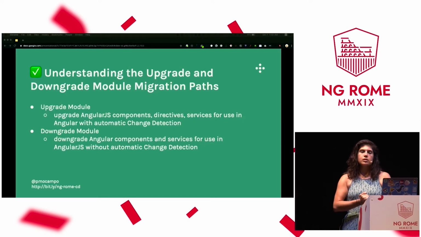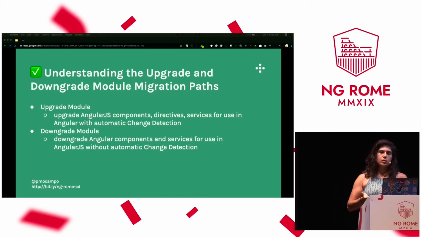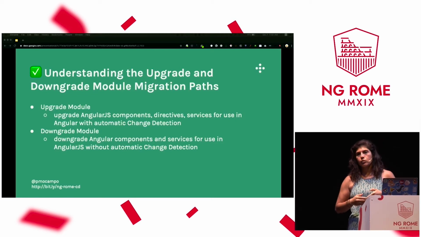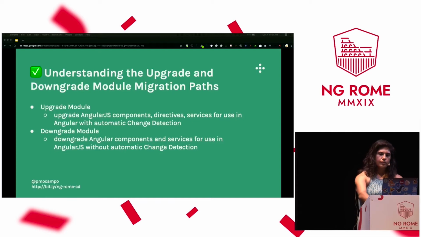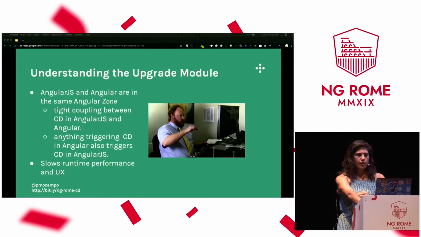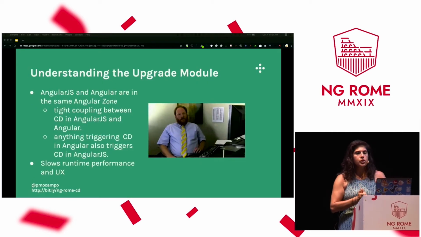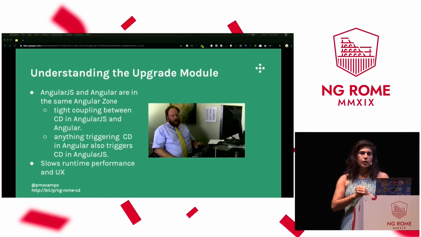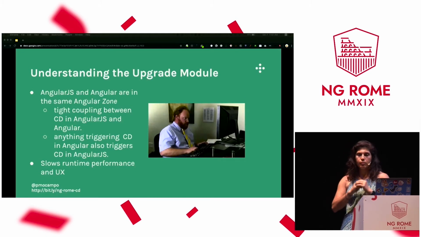These two options are the upgrade and downgrade modules. And when we talk about these two modules, we refer to a hybrid application running AngularJS and Angular on the same page. One major distinction between the two is that change detection acts a little bit differently in your application. So the upgrade module will run change detection more frequently in order to ensure that both frameworks are in sync.